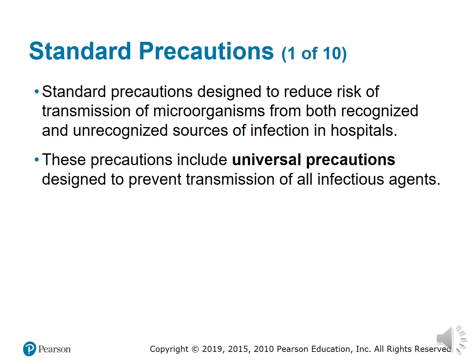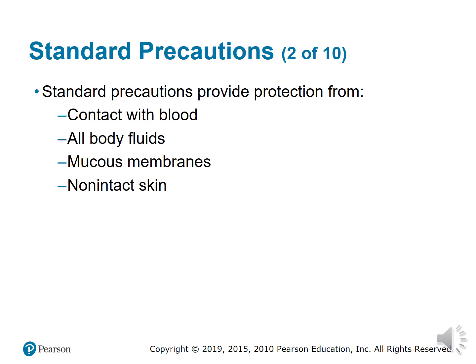Right? Standard precautions are designed to reduce risk of transmission of microorganisms from both recognized and unrecognized sources of infections in hospitals. These precautions include universal precautions designed to prevent transmission of all infectious agents. Right? Standard precautions provide protection from contact with blood and body fluids, all body fluids, mucous membranes, and non-intact skin.